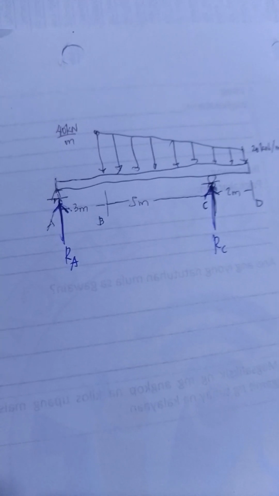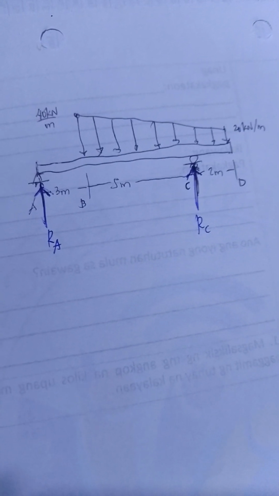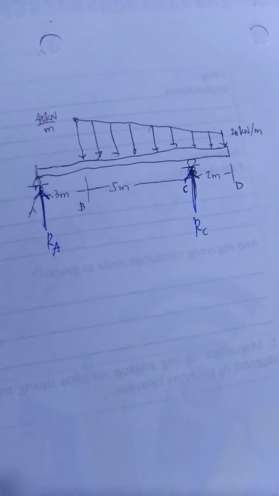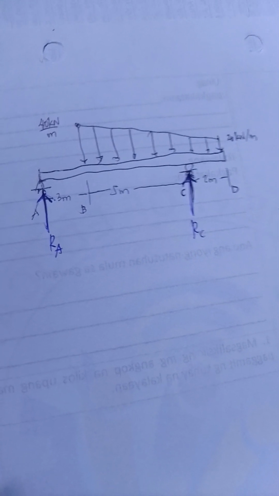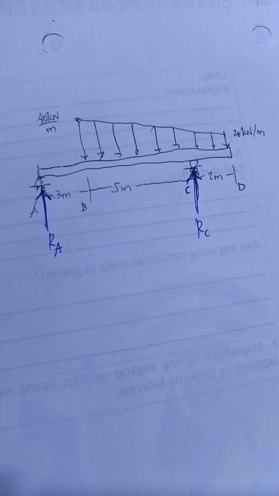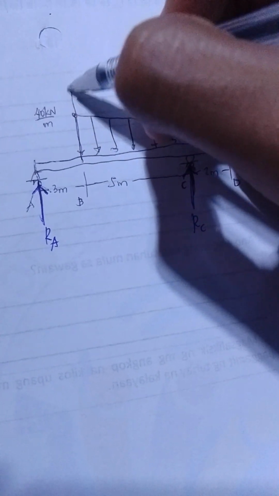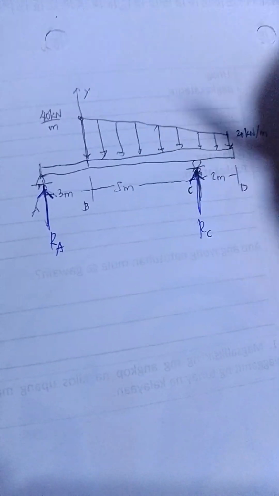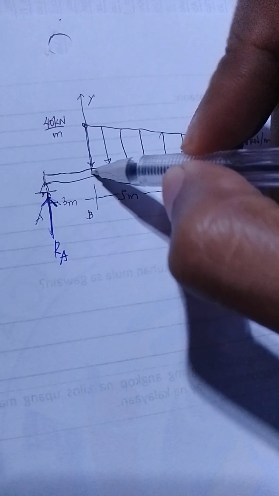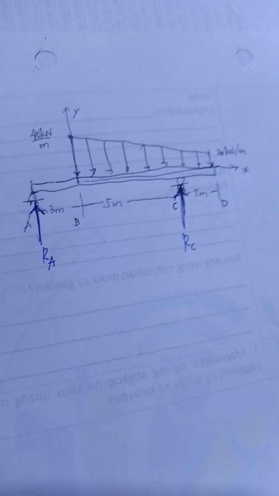How? This is how. First, we must pick an origin from where we will define our x and y. So let's say I pick the origin here at B. Say this is my y, and then this is my x right here.